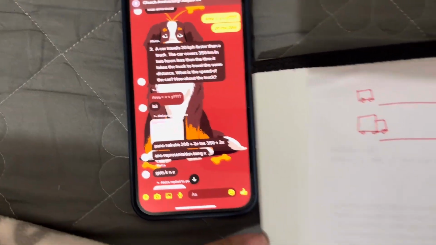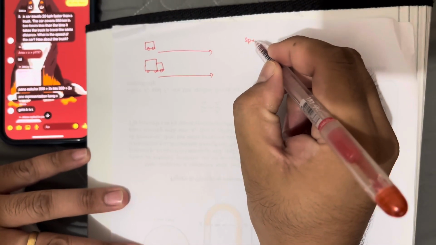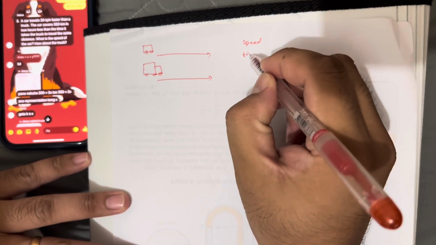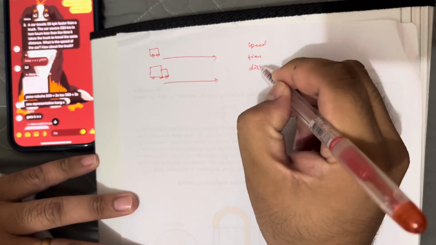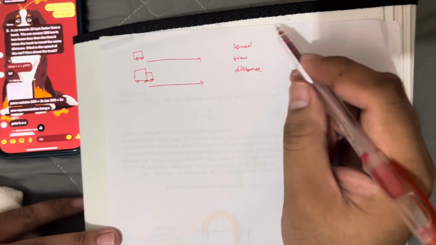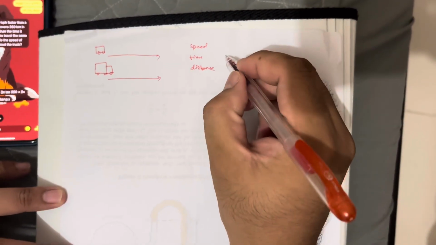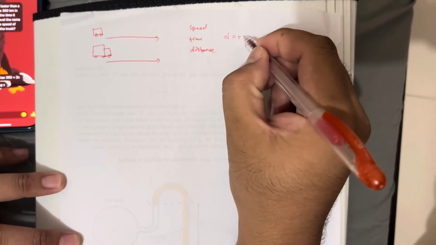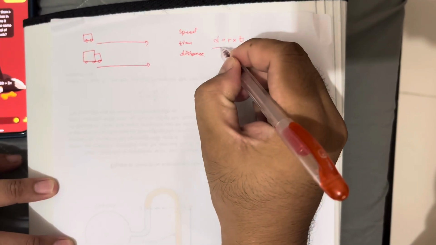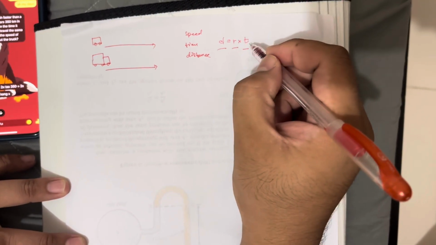How about the truck? Okay, so meron tayo ditong speed na pinag-uusapan. Speed, time, and distance. So we need to be reminded of the relationship between speed, time, and distance. We always remember D equals RT. Distance is equal to speed times the time. Yan ang gagamitin natin dito.